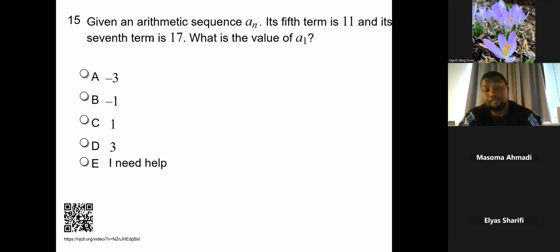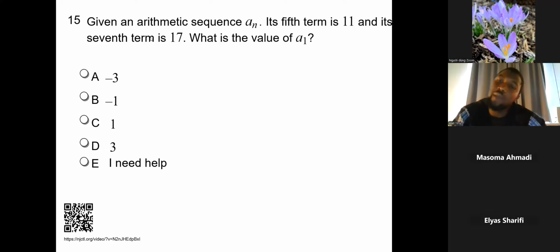Correct thinking. Good thinking. Now, did you see it the same way, Ahmadi? No, teacher. Actually, I used a different way. Here we say that its fifth term is 11 and its seventh term is 17. So from here, I found that the difference between two terms is 6. So when we divide this by 2, it means the difference is 3. Its common difference is 3. So like that, I counted, and a1 is -1.